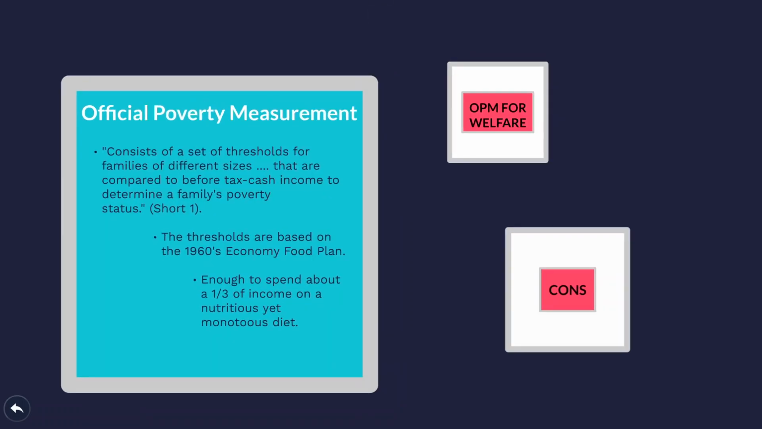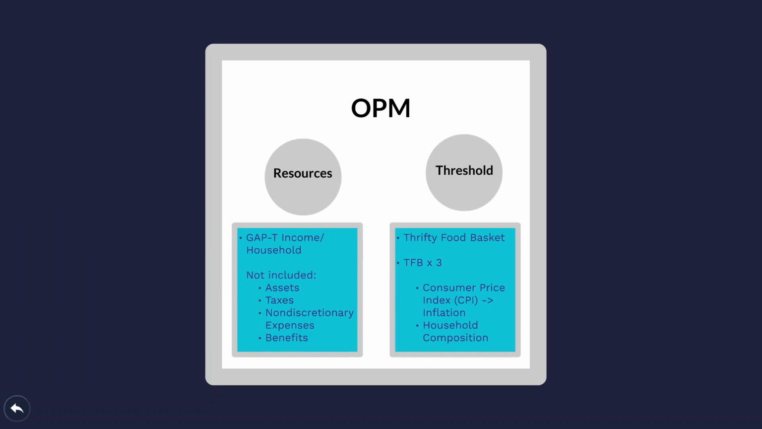The OPM for welfare. In order to see if you qualify for welfare, the OPM is measured to see if you are under the poverty line. Resources. The resources that are calculated include your gross annual pre-tax income per household of 3. This does not include assets, taxes, non-discretionary expenses, or benefits. Taxes for the gross annual pre-tax income are excluded, along with the non-discretionary expenses such as commute or healthcare issues.